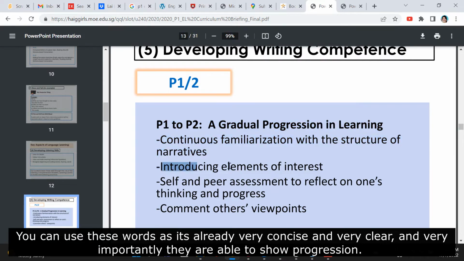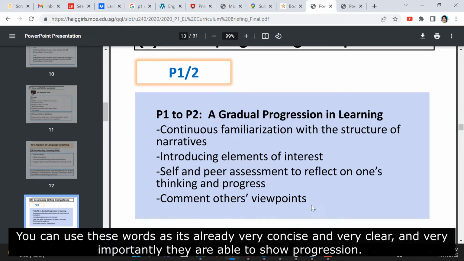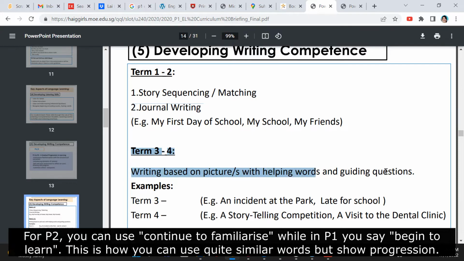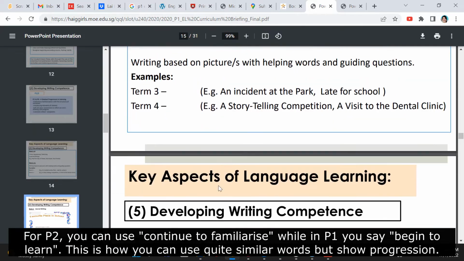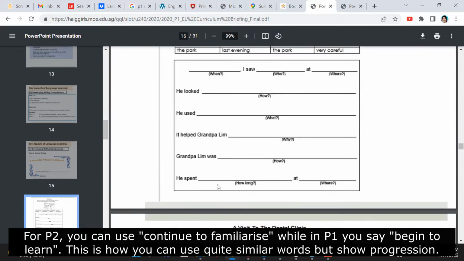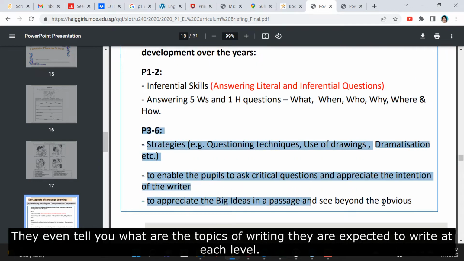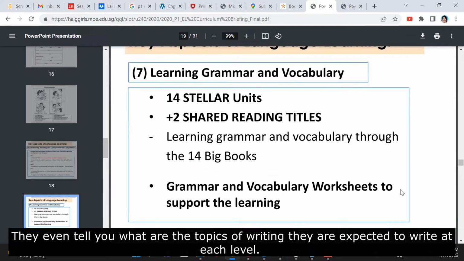This is the things that they're looking for, very concise, very clear, and very importantly, progression. So again, for P2, you can say continuous, right, familiarization, right? P1, you can say start to familiarize, yeah? So this is how you can use the same words, but then make it to show progression. This, you see, they will actually tell you what are the examples of writings, what are the topics that they're expected to write in P1 or primary 1, and then so forth, right? So this is a very good one.